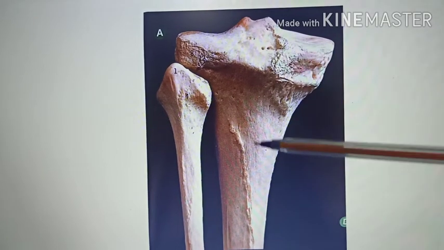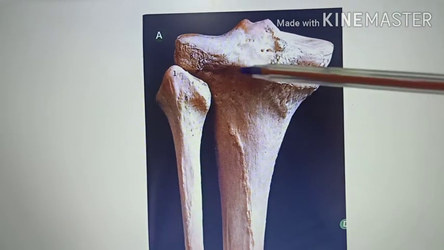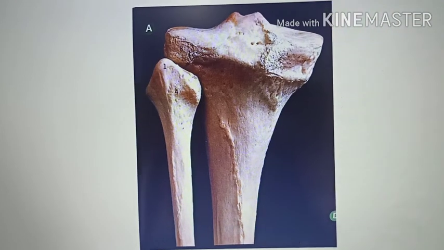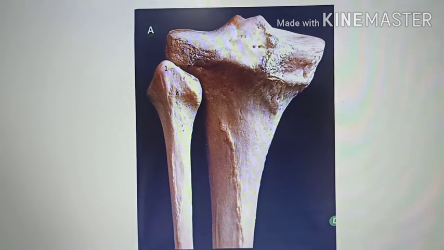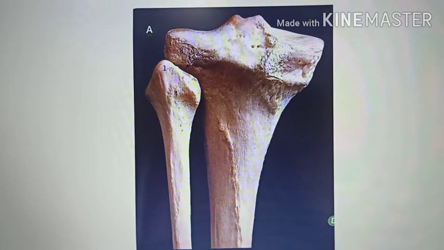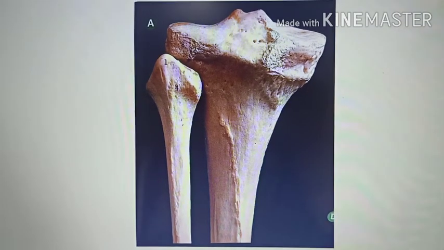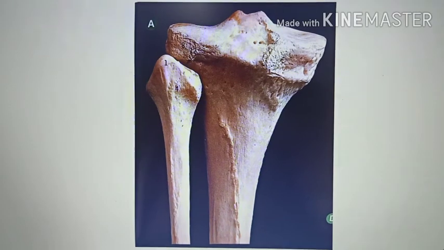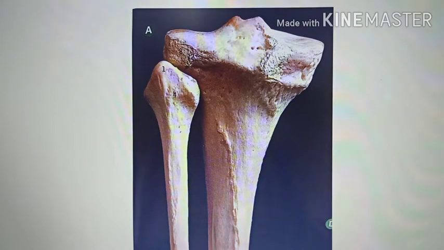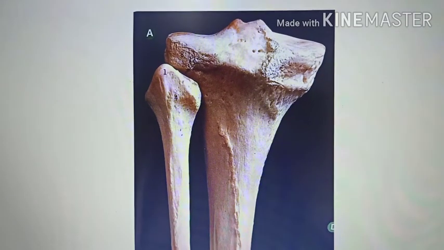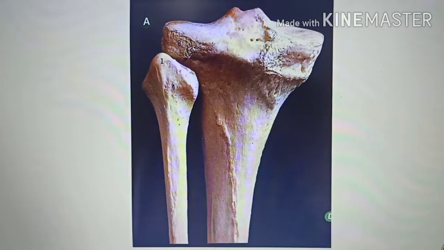This is the posterior aspect. This is the lateral aspect. So it's articulating with the posterolateral condyle of the tibia. Both surfaces are covered with hyaline cartilage. The joint is enveloped by fibrous capsule and lined by synovial membrane. The fibrous capsule is strengthened by anterior and posterior ligaments. The joint communicates with the knee joint through the popliteal bursa.